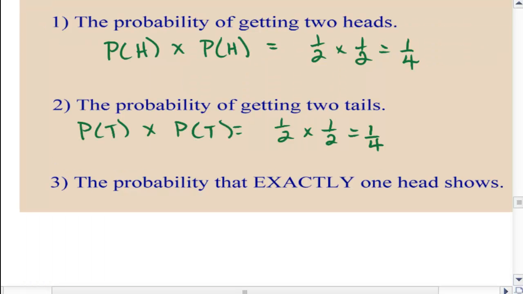Let's do the third together. So here I ended up with 1/4 for both. Let's look at the next problem. This one's much trickier. The probability that exactly one head shows.